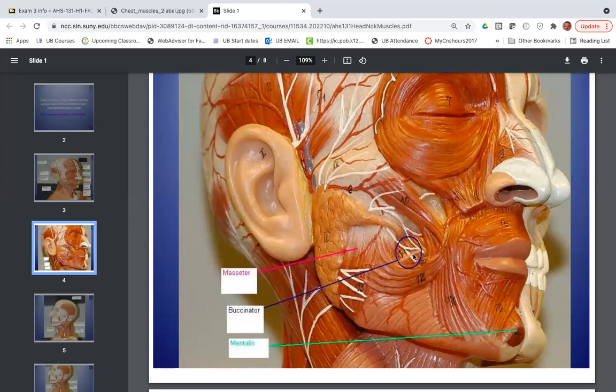Then right here in this circle, it's a little bit deep, there's a muscle called buccinator. This is like the trumpet muscle. When you puff your cheeks out like a blowfish, that is the buccinator muscle. And then near the mental foramen is a muscle called the mentalis. Again, masseter, deep into this circle right here, buccinator. Remember, buccal means cheek. And then mental is chin, like the thinker. That's the mentalis.